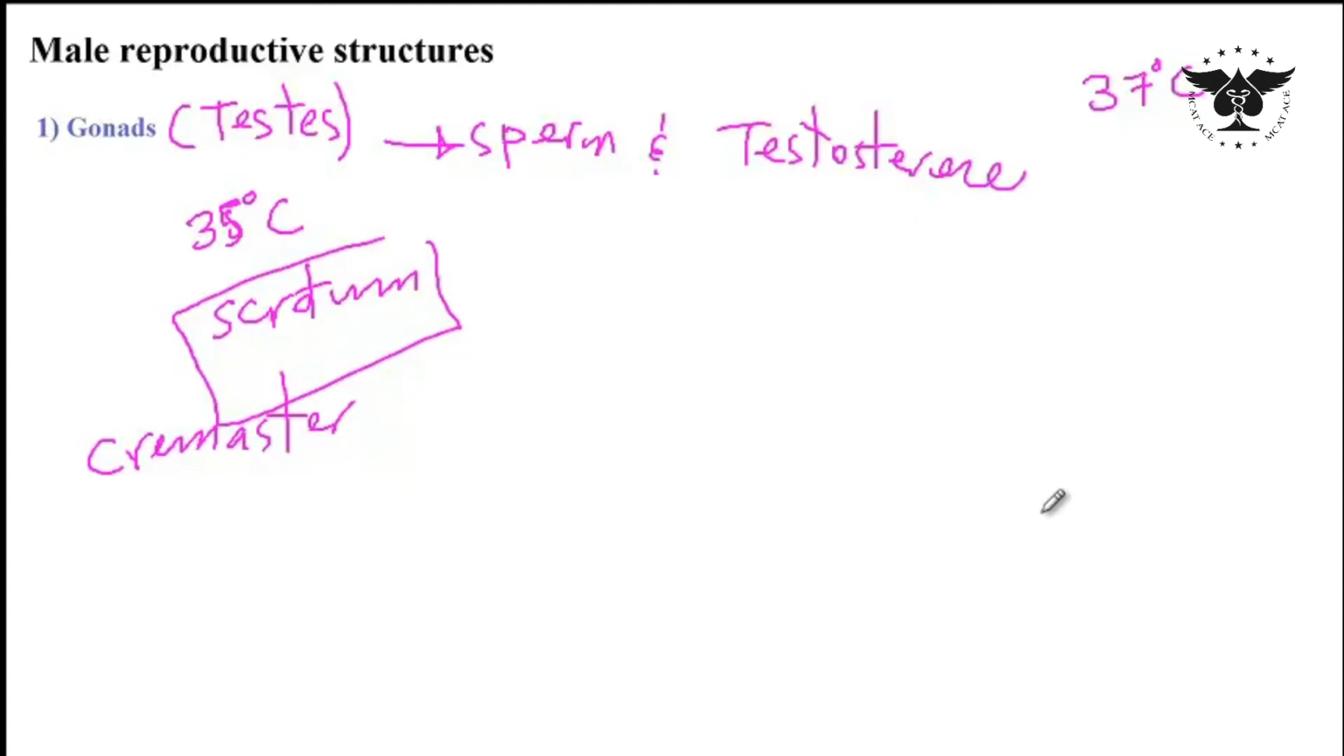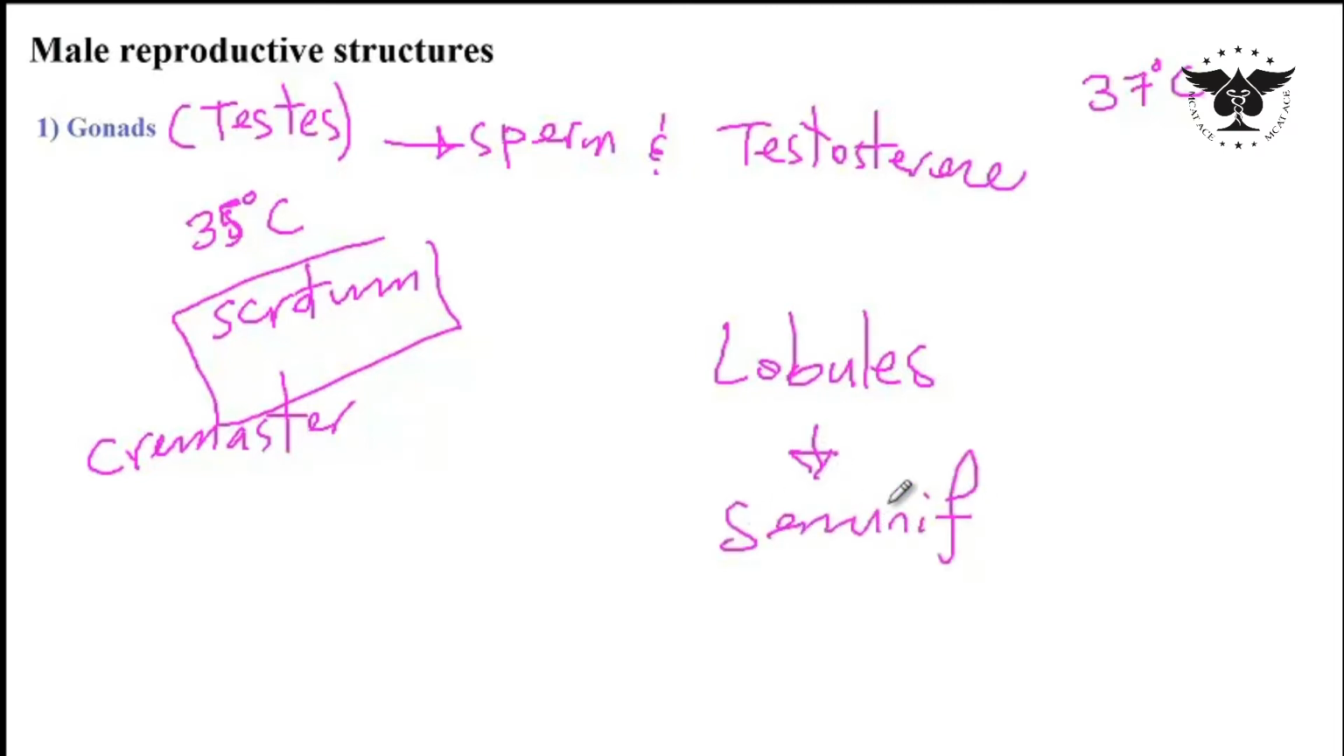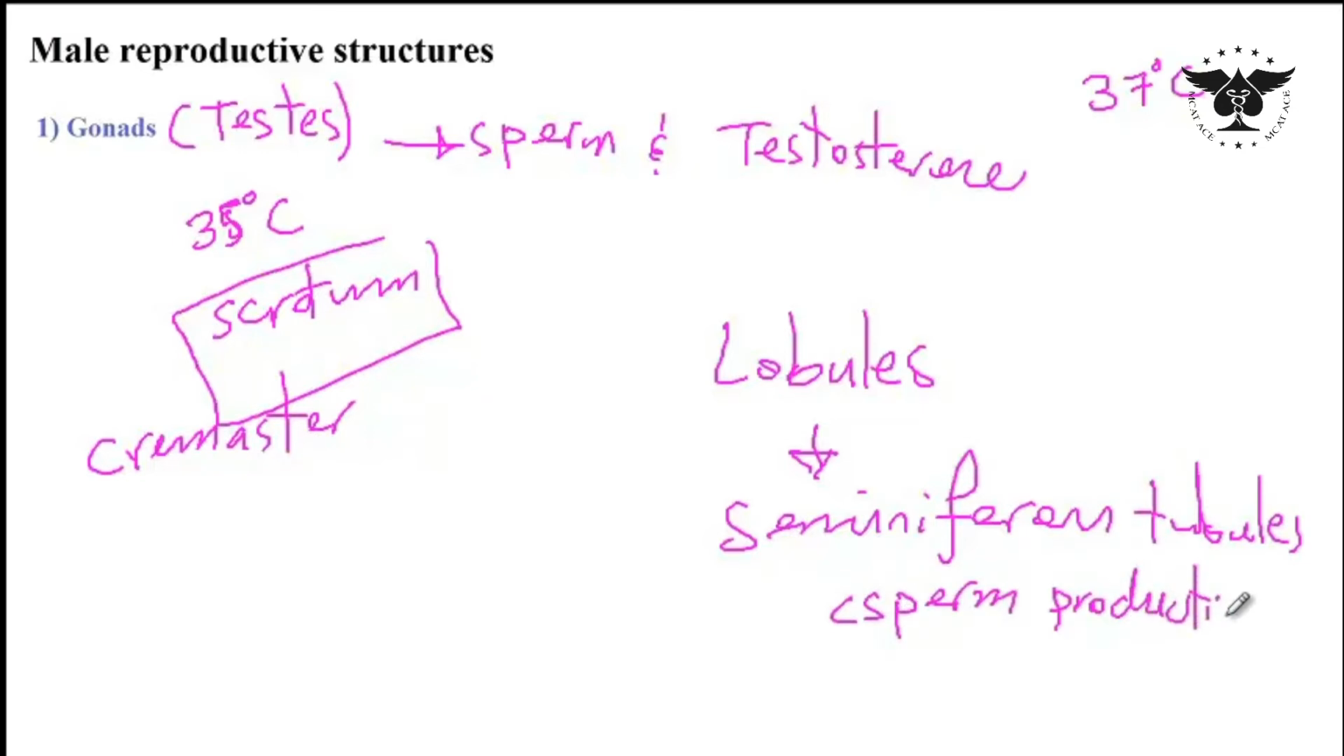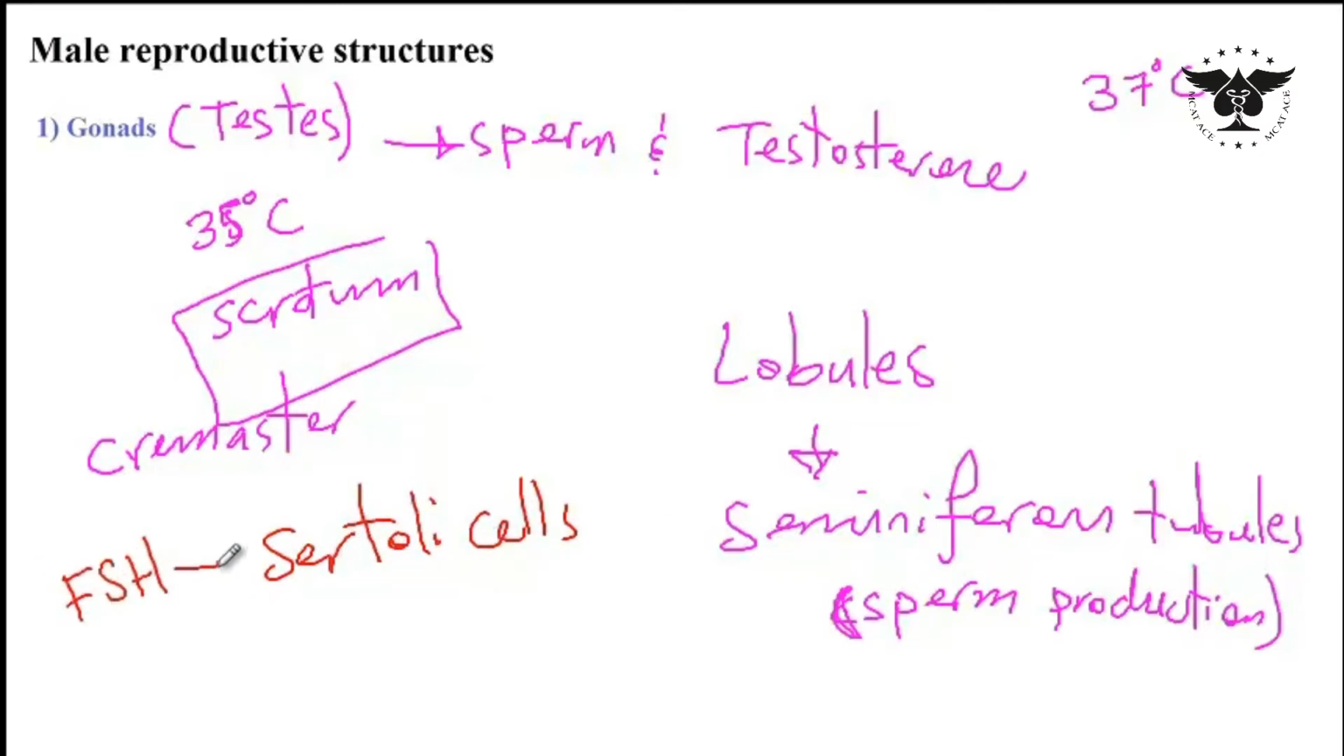Now each testis is divided into a series of lobules, each of which contains tightly packed seminiferous tubules, which are the site of sperm production. And then there are two types of cells that help with this process. One is the Sertoli cells, which help to nurse or mother these cells. And these Sertoli cells are part of the seminiferous tubules. And these Sertoli cells are being activated by the follicular stimulating hormone. And so basically, in other words, Sertoli cells help nurture the sperm cell during the spermatogenesis process.